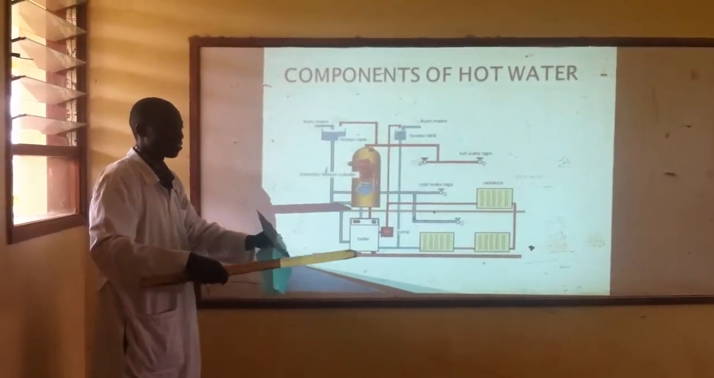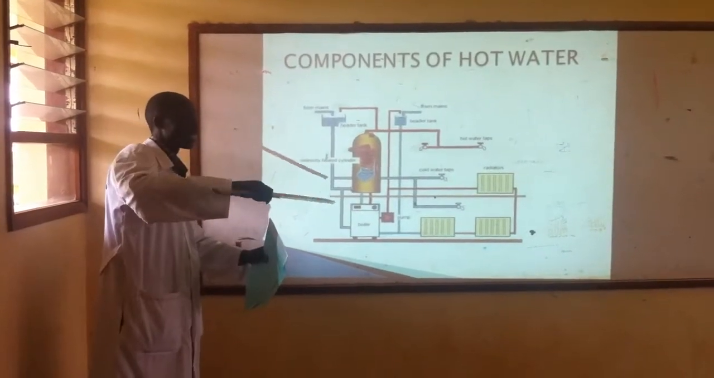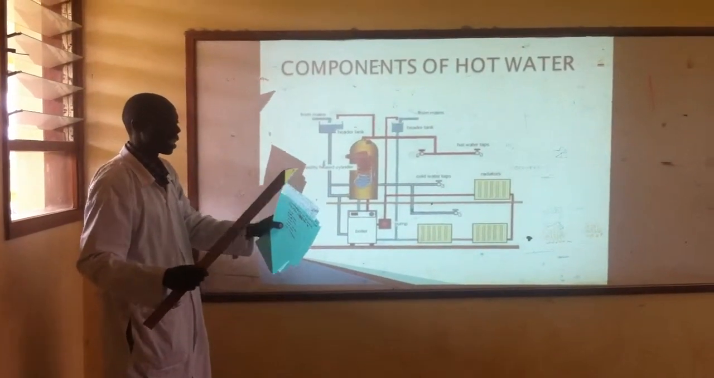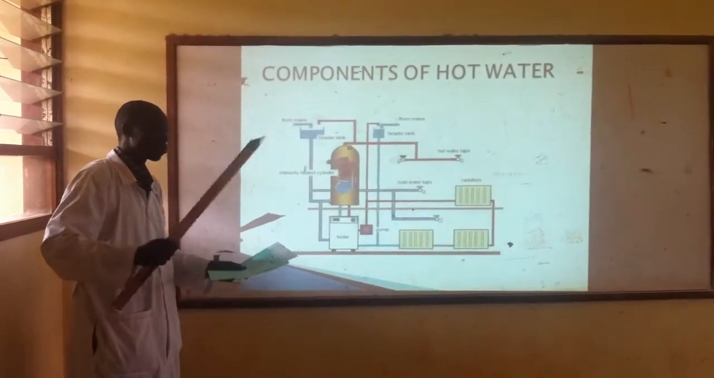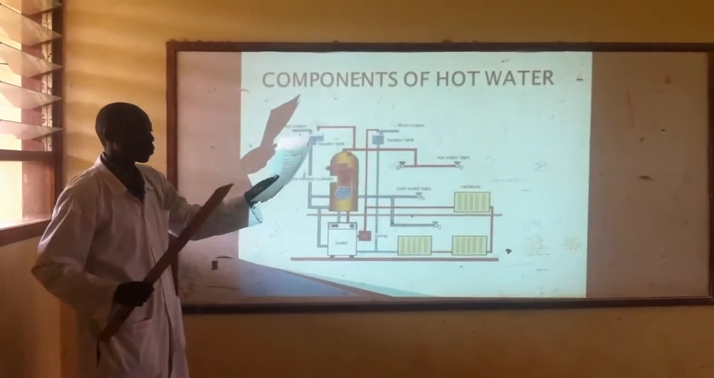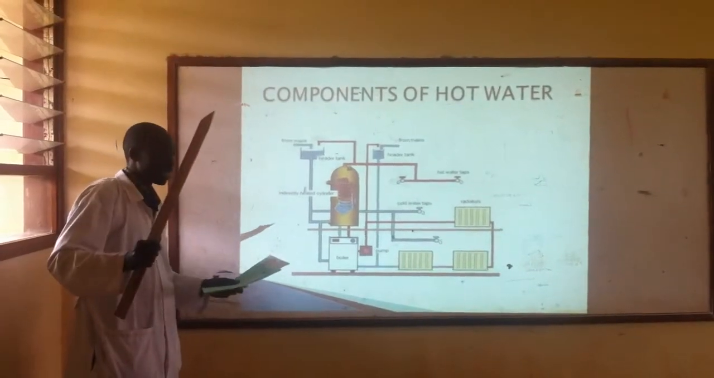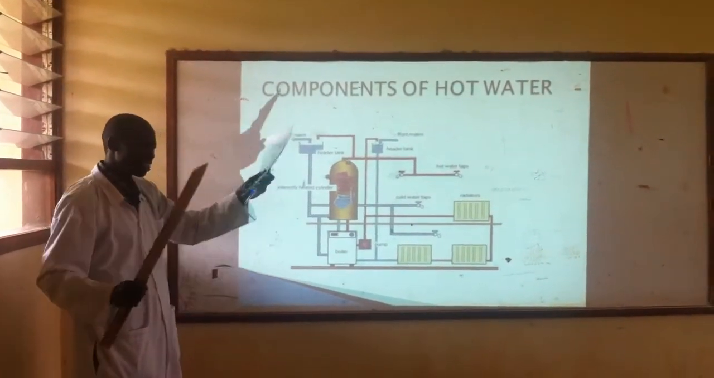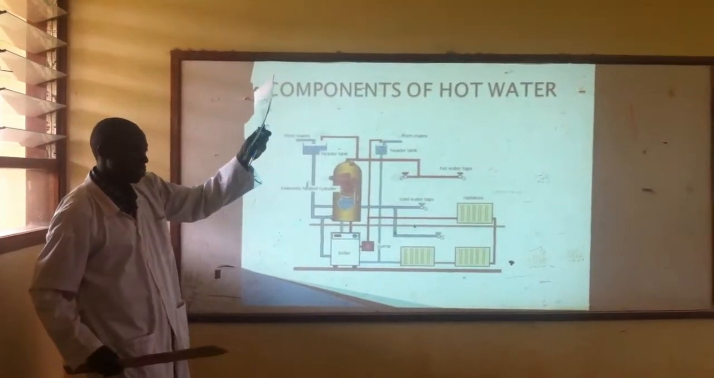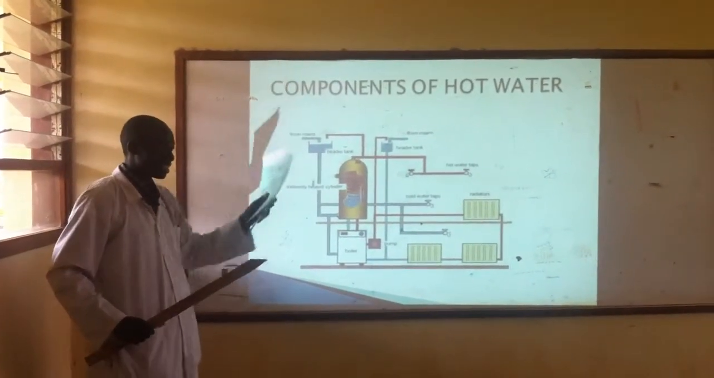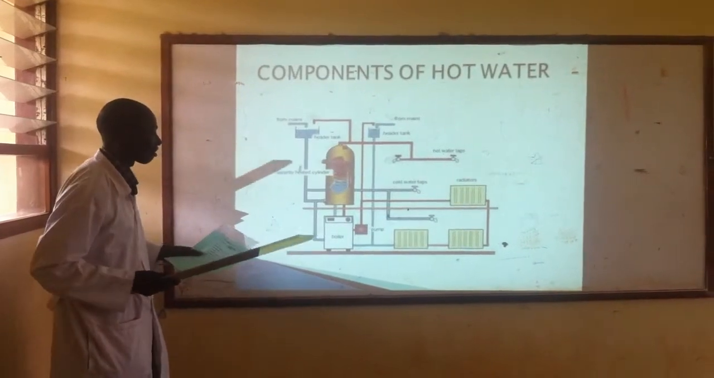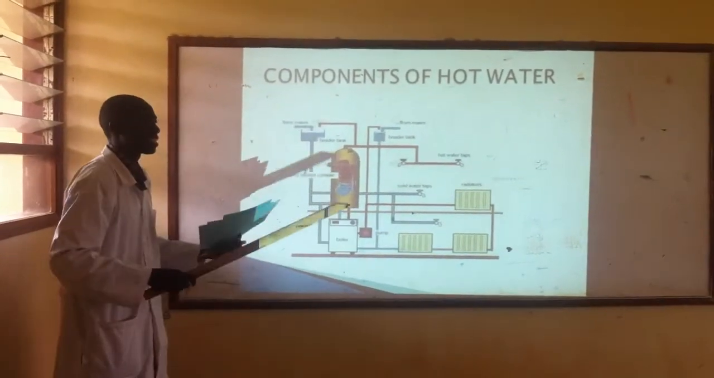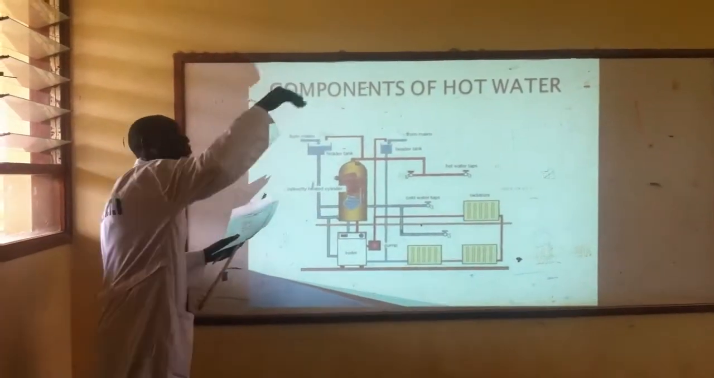If you have a mixer valve, then you mix hot water with the cold water at the rate you want. If you want more hot water, then hot water is more and cold water is less. If you want a mix, when cold water is more, then hot water is less. That is the mixer valve.